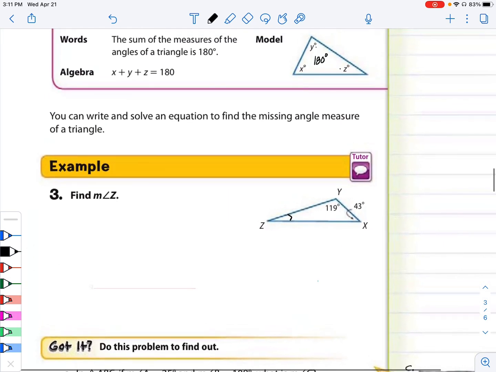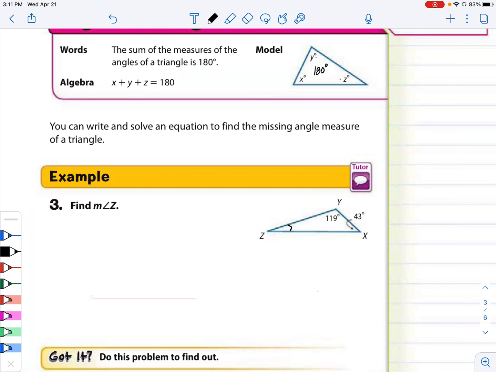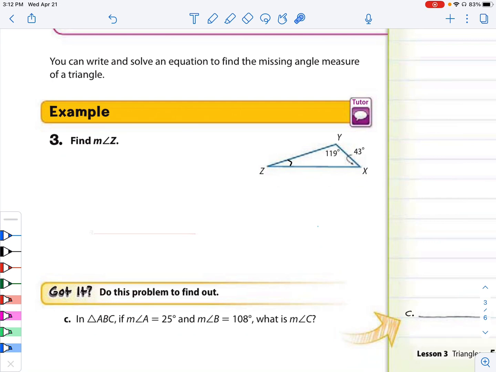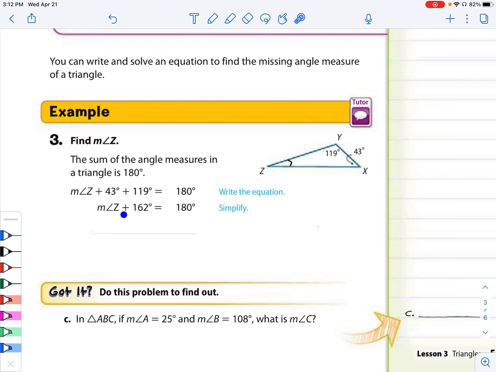So knowing that the sum of the angles in a triangle equals 180 degrees, from this concept right here, we will use that to find the measure of angle Z. The first thing we need to understand is that the sum of all angles inside the triangle equals 180 degrees. That means the measure of angle Z, plus 43 right there, plus 119 right there, should equal 180 degrees. If I simplify this, 43 plus 119 gives me 162. So the measure of angle Z plus 162 equals 180 degrees.